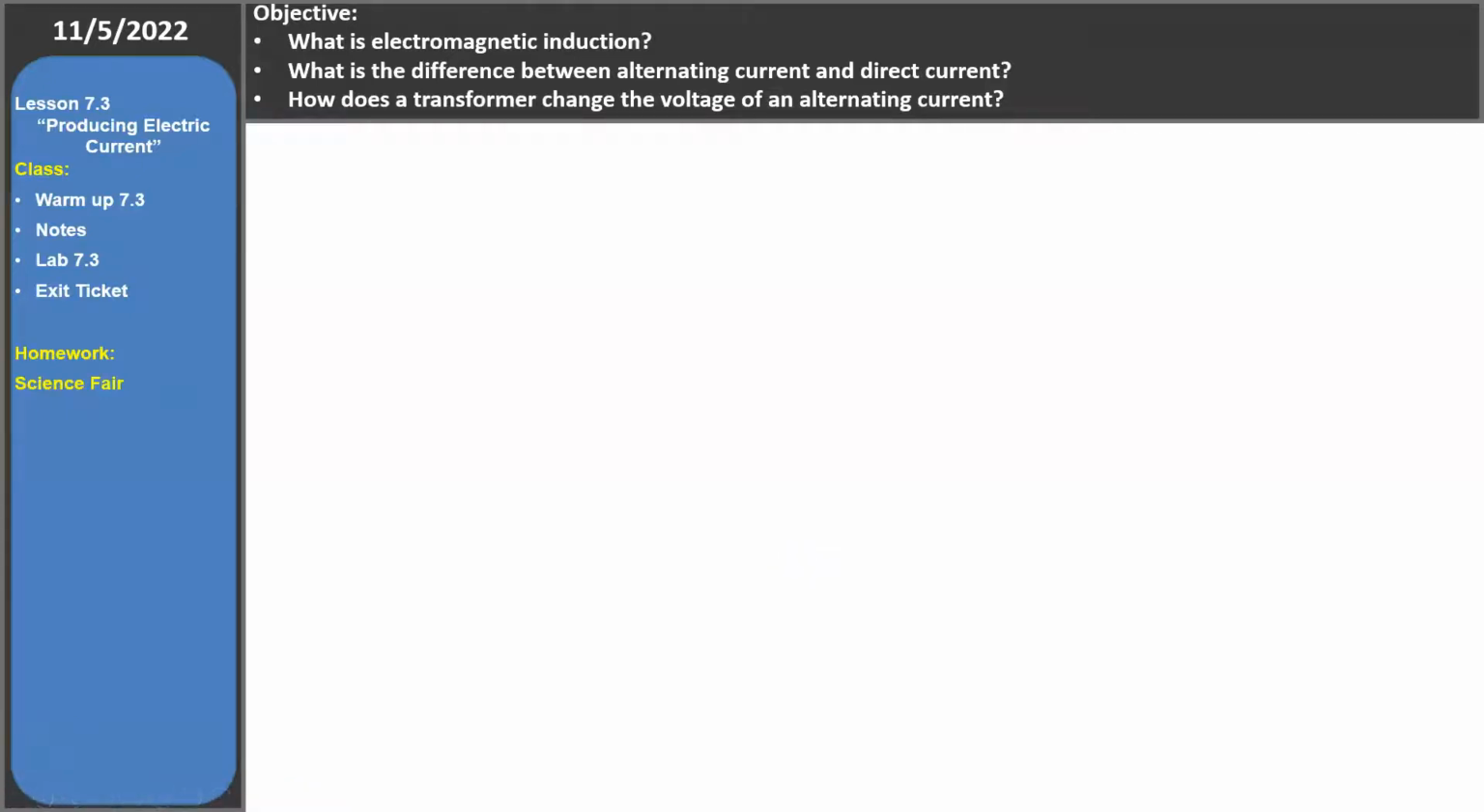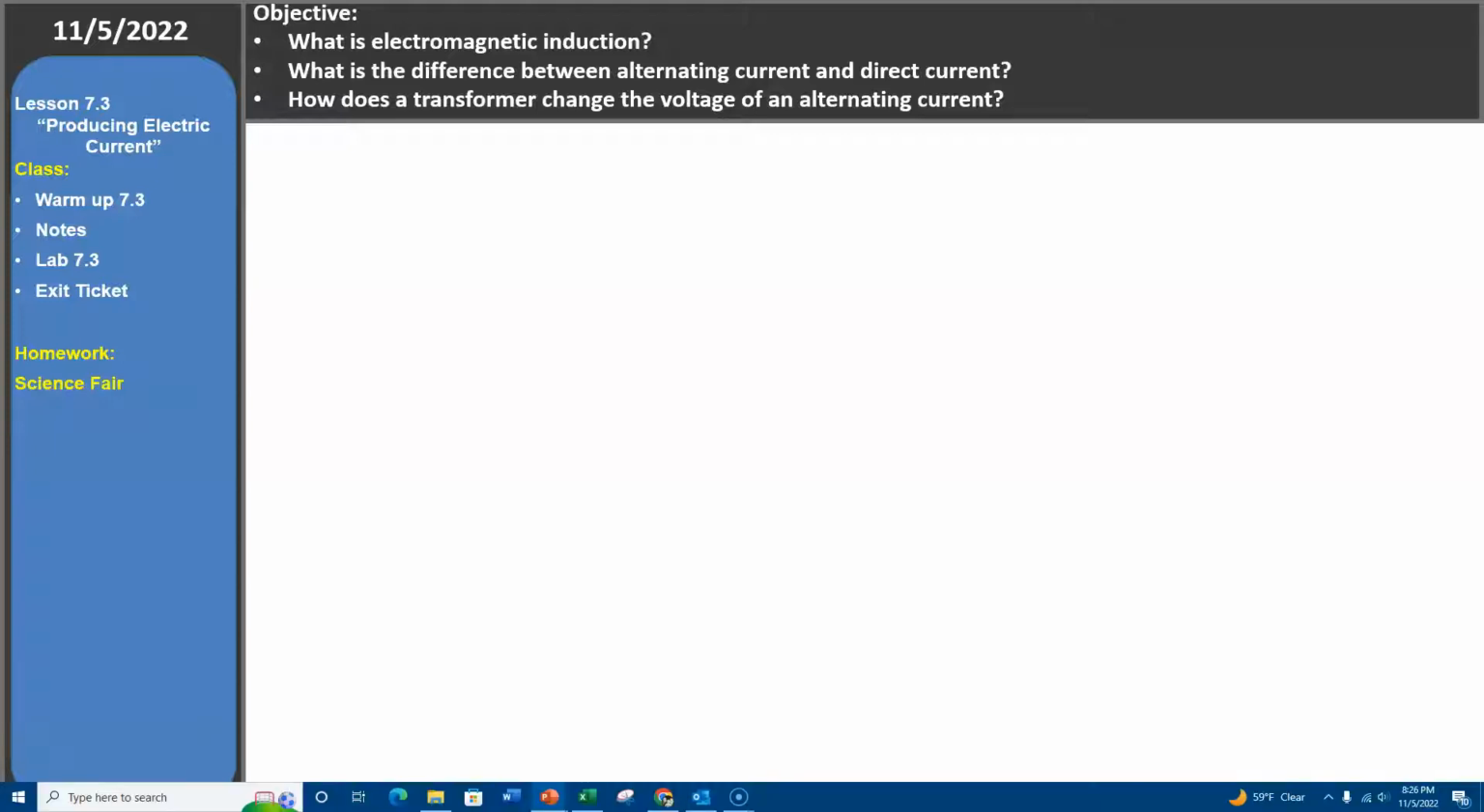Hello, my name is Will Miller, and we're going to go over producing electric current. Our objectives for this are: what is electromagnetic induction, what is the difference between alternating current and direct current, and how does a transformer change the voltage of an alternating current.